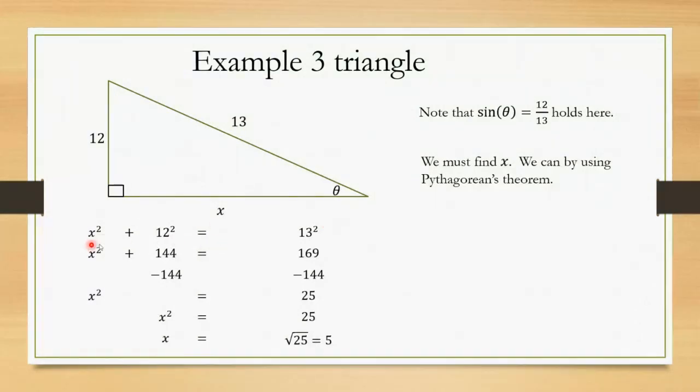So that's what we do next. x squared plus 12 squared is 13 squared. So we get this, and then we just solve for x. 12 squared is 144, 13 squared is 169. Subtract, you get 25, so x squared is 25, and x is the square root, which is 5. Okay, so that's what we have here.